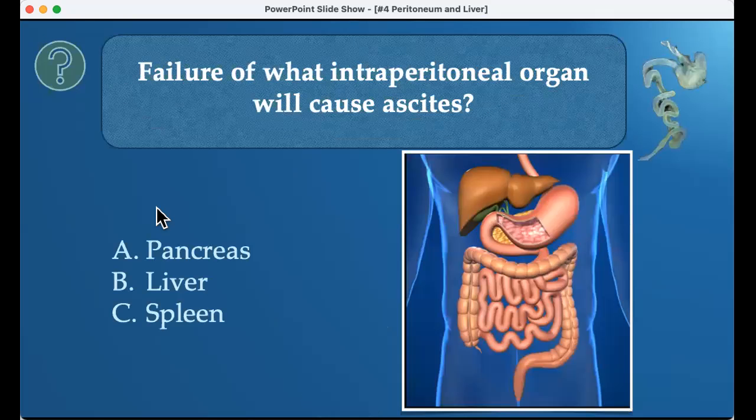Next question. Failure of what intraperitoneal organ will cause ascites? Is it the pancreas, the liver, or the spleen? The answer is it's the liver.